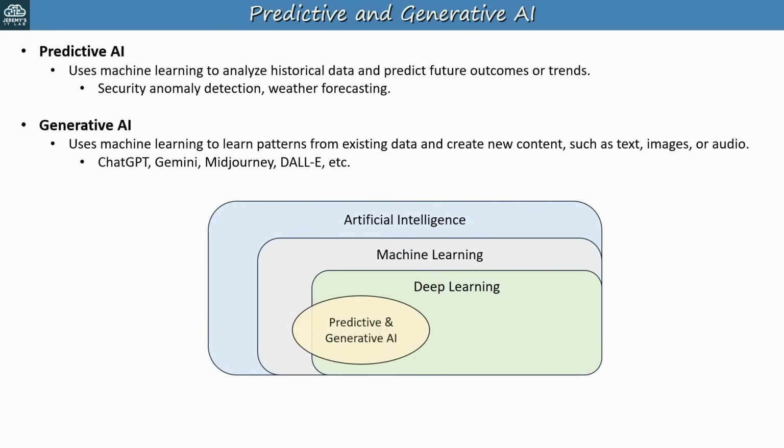This diagram shows where predictive and generative AI fit within the fields of AI, machine learning, and deep learning. While the most powerful predictive and generative AIs today rely on deep learning, simpler AIs can also exist outside deep learning, using other machine learning methods.